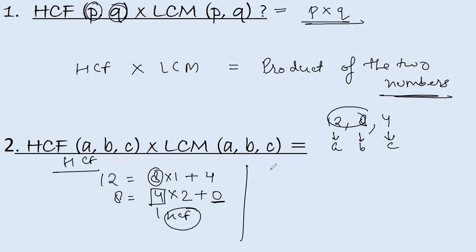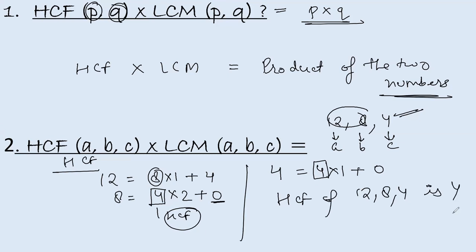Now 4 is the HCF. Now we find the HCF of the result of the first two and the third number. So 4 is the HCF of 12 and 8, and the third number is also 4. So 4 multiply 1 plus 0. It means the divisor will be the HCF. It means the HCF of these three numbers is 4. I think it's very much clear. So the HCF of 12, 8, 4 is 4.